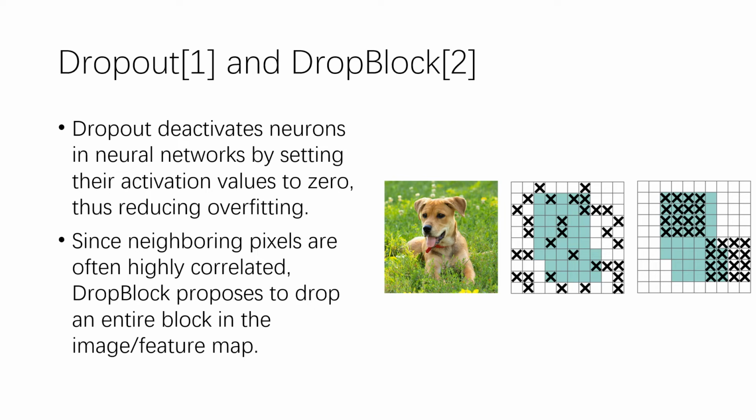The next one is about dropout and drop block. Dropout deactivates neurons in networks by setting their activations to 0. What dropout does is to implicitly impose data augmentation, and also to force the model not to rely on any certain pixels too much, thus reducing overfitting. Since neighboring pixels are often highly correlated, drop block proposes to drop an entire block in the image or the feature map, just like the rightmost image does.